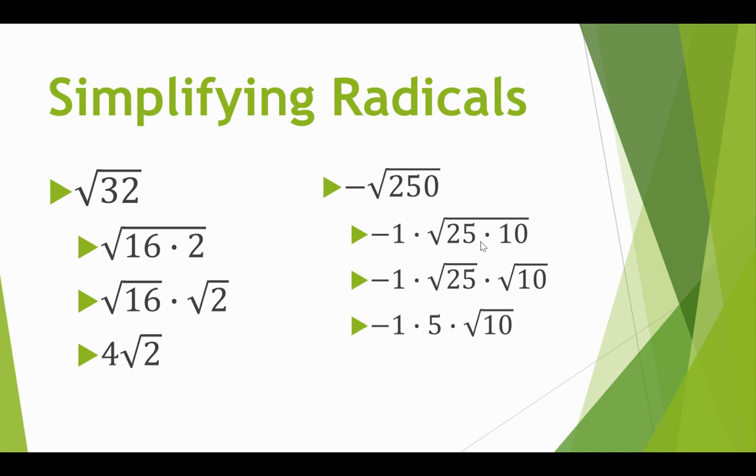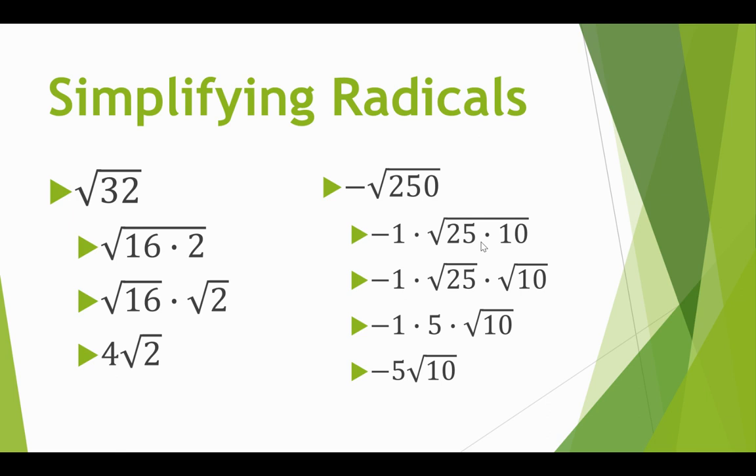Radical of 25 is 5. Radical of 10, we don't have a real good number for that. So now we've got regular good old-fashioned integers. So I've got negative 1 times 5 gives me a negative 5 radical 10. Okay, so when we look at radicals, especially in the homework, you're going to be doing some flipping and flopping.